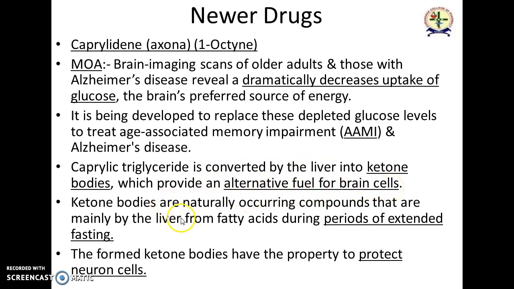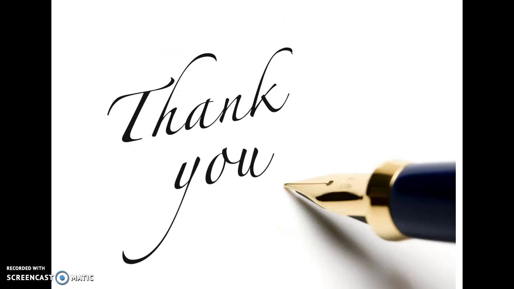Ketone bodies are developed, or used, when we are on an extended fast. So these ketone bodies may protect the neuronal cells. So this is all about Alzheimer's disease. Thank you very much, students, for patiently listening.